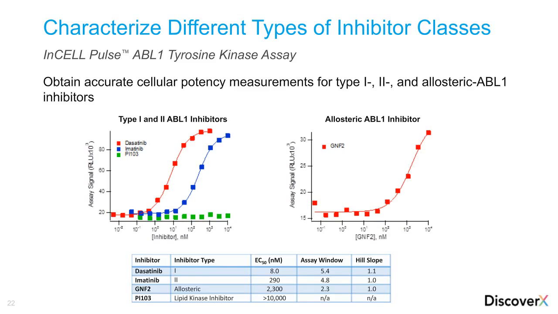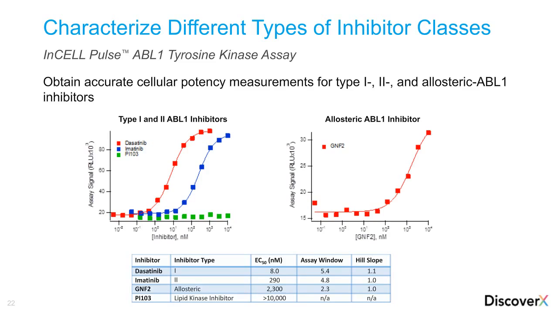This is a tyrosine kinase, maybe involved in leukemia. And what's really nice is you can characterize different types of inhibitor classes. What I mean by that is, for instance, type 1 inhibitors bind to the active conformation of this specific target, ABL1. Type 2 inhibitors bind to inactive conformations. Then maybe you're looking at non-ATP competitive allosteric inhibitors. An allosteric inhibitor binds to a non-active site location but still affects the binding.